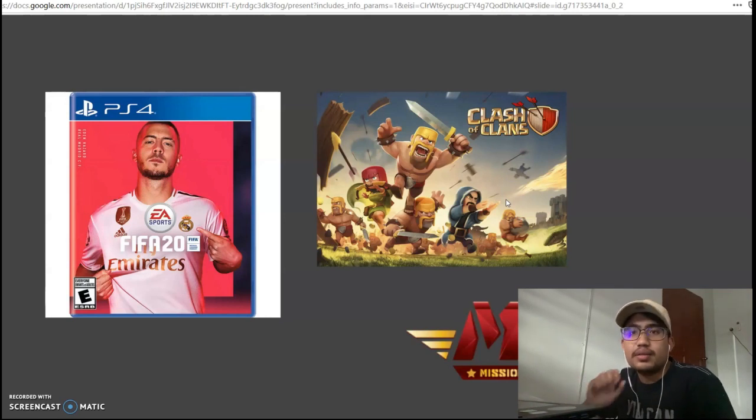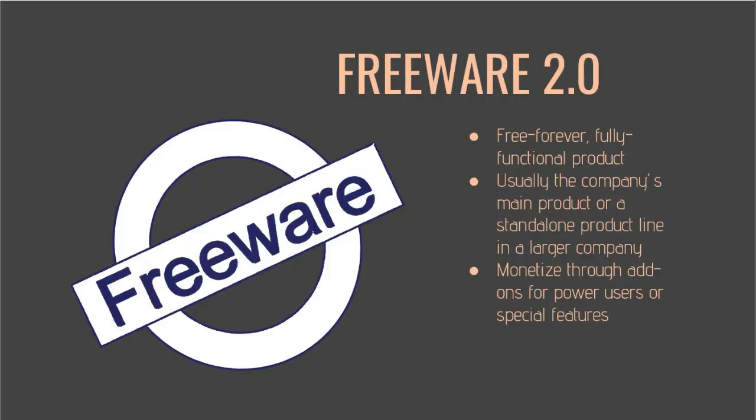And that's it. That's 3 types of freemium that maybe you can use in your business model canvas. That's it. Thank you.